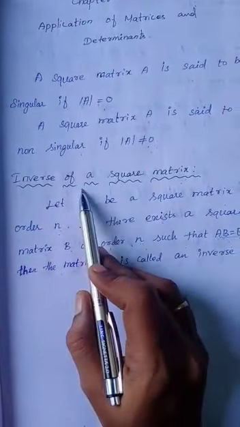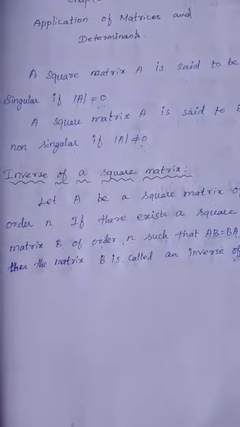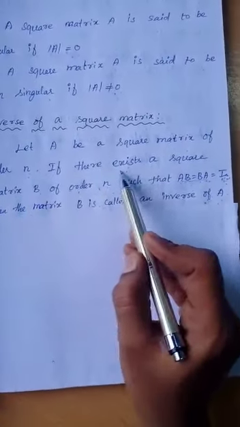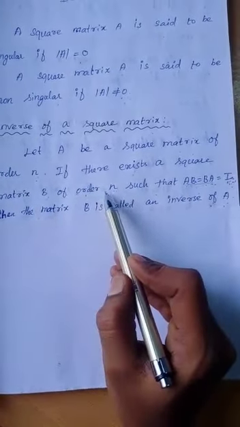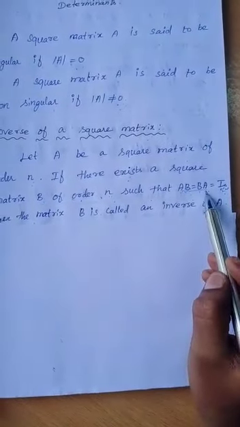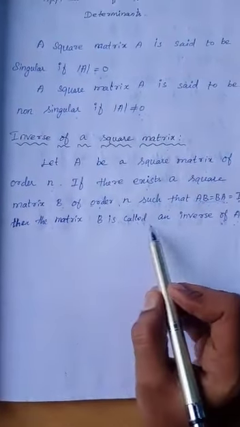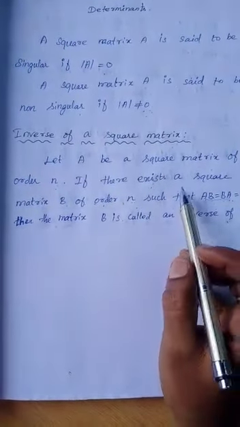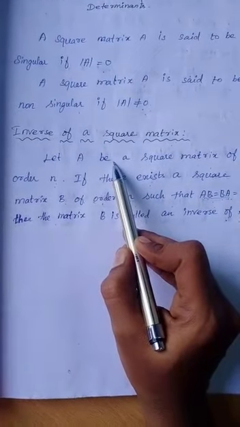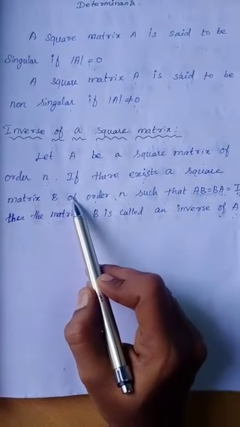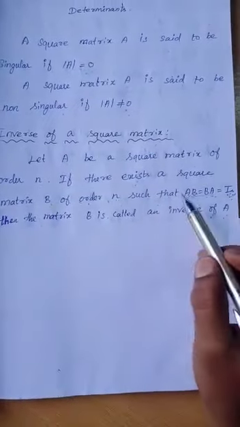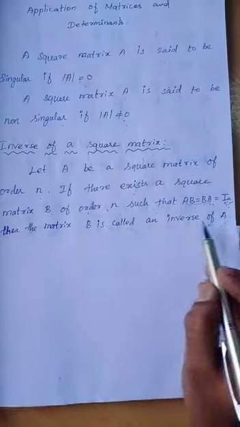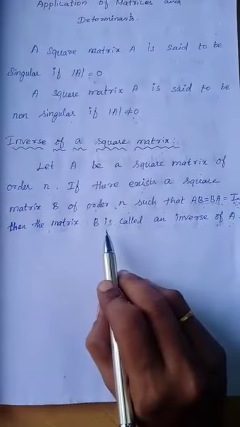Next definition is inverse of a square matrix. Let A be a square matrix of order n. If there exists a square matrix B of order n such that AB equals BA equals I_n, then the matrix B is called an inverse of A. The meaning of this definition is: the matrix A is given. Suppose the matrix B exists, and B satisfies the condition AB equals BA equals I_n, then B is called the inverse of A and A is the inverse of B.